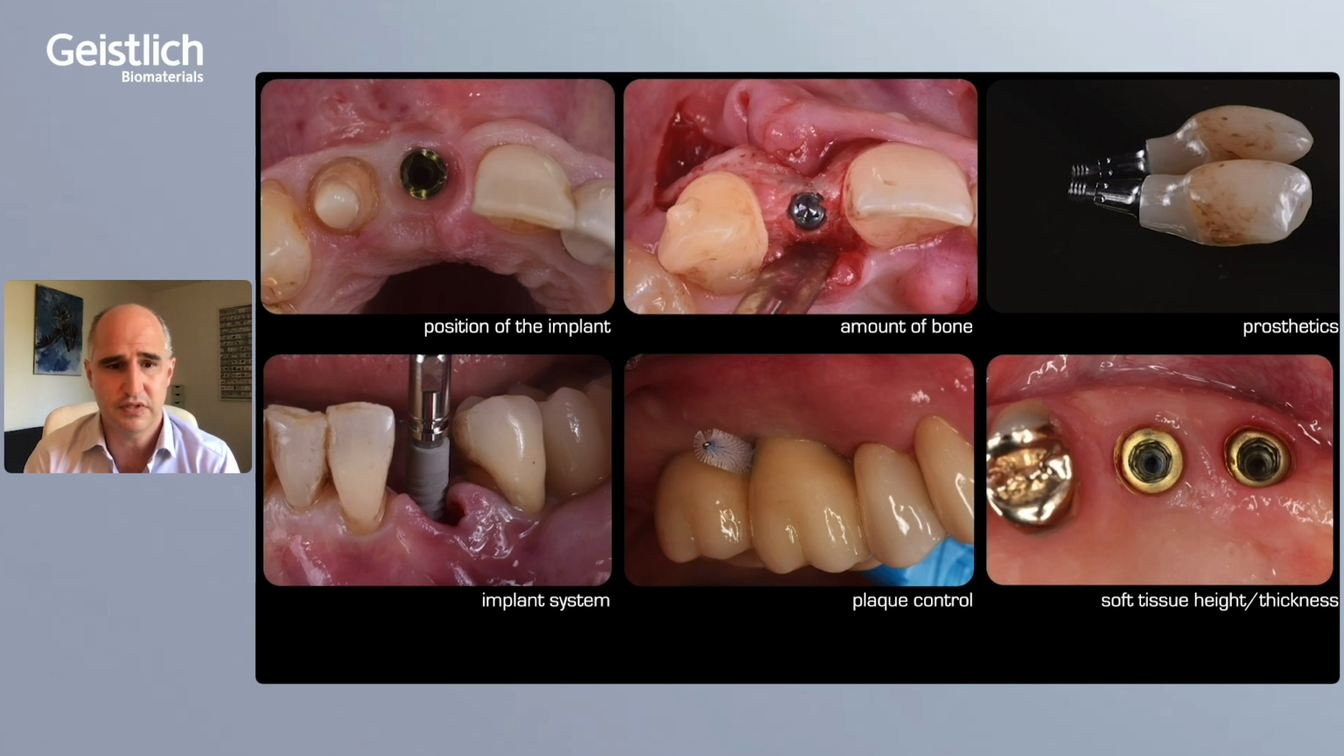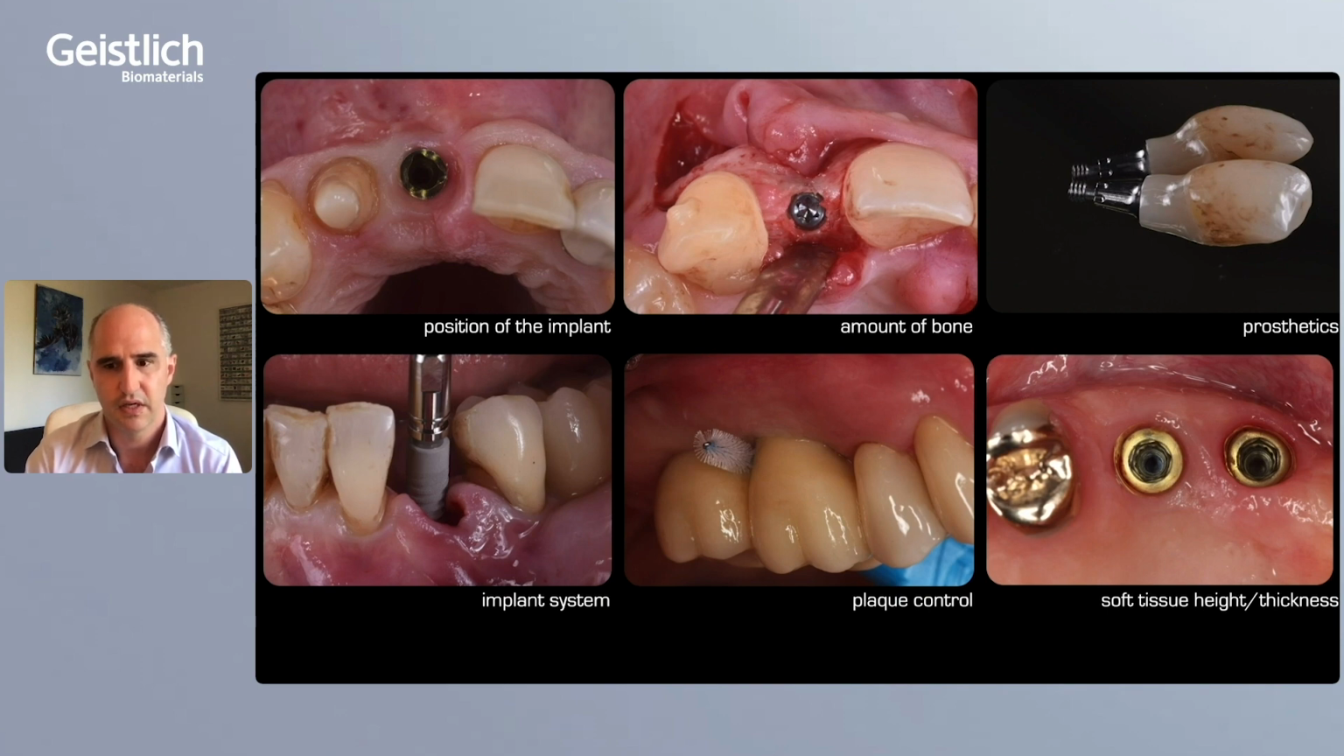The implant system per se, of course. The more you have a two-piece implant system with a conical connection, the more you place the implant deep. The more you have a one-piece implant system, maybe with a flat-to-flat connection, the more you place it to the coronal. So this also plays a role in the amount of soft tissue you may need around your dental implants. And of course, plaque control plays a role in the maintenance of soft tissue. And at the end of the day, the soft tissue height and thickness plays a very important role in this aspect.